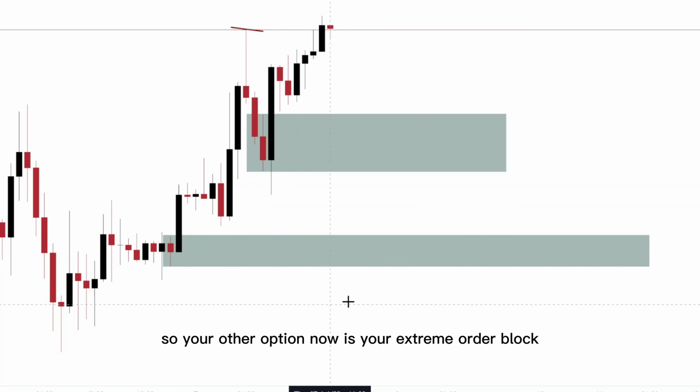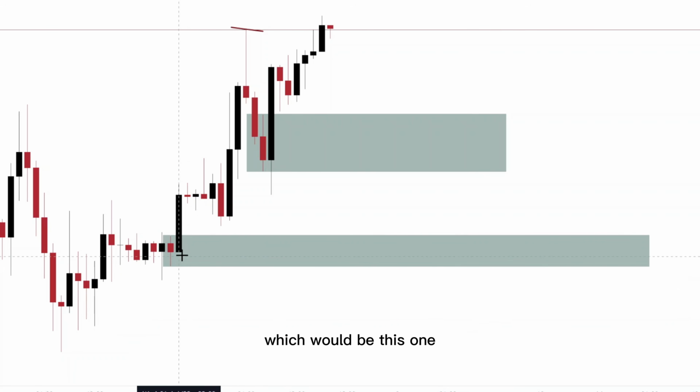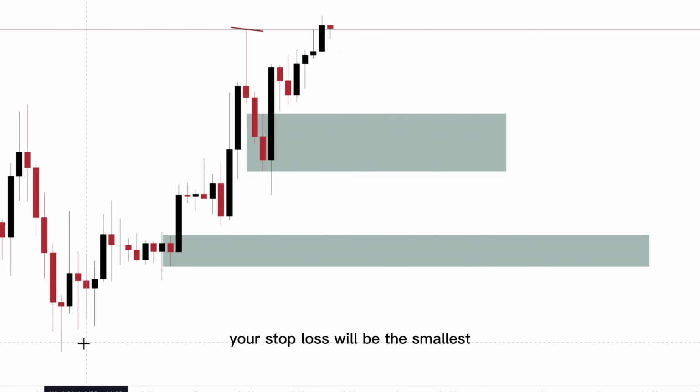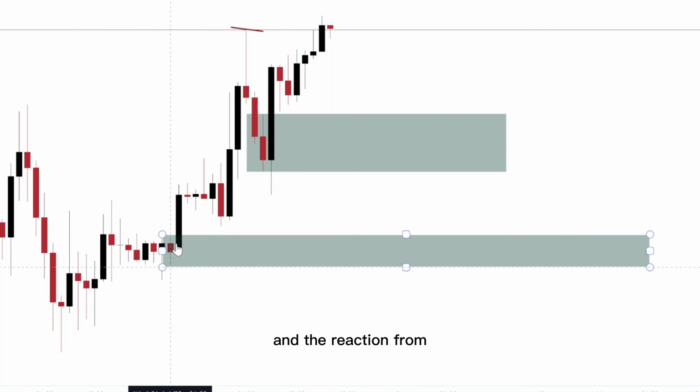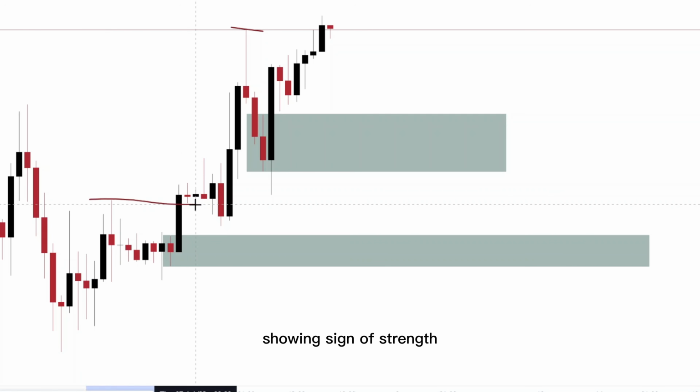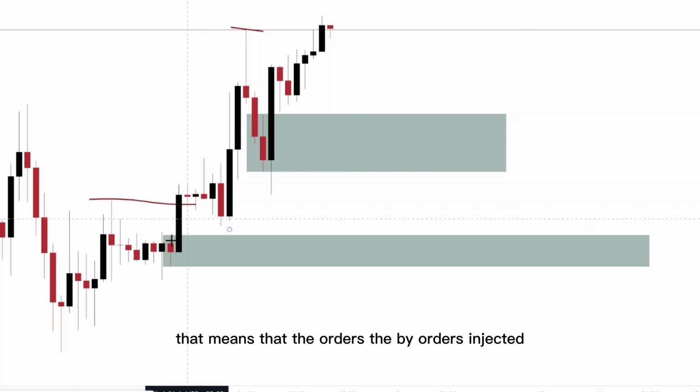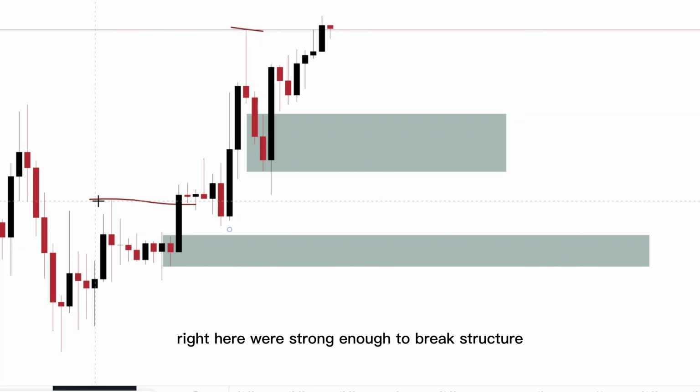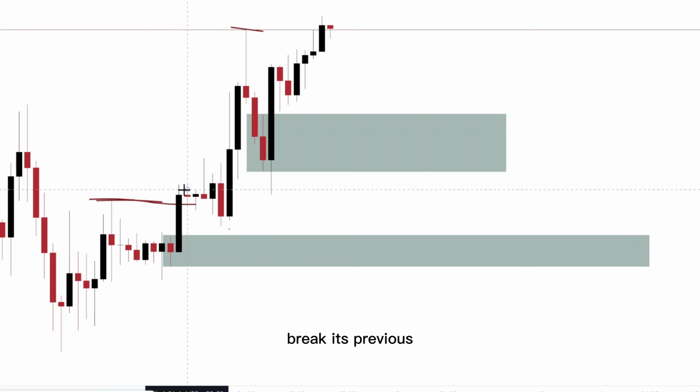So your other option now is your extreme order block, which would be this one. It will be the safest. Your stop loss will be the smallest, and the reaction from this extreme order block broke structure, showing sign of strength. That means the buy orders injected right here were strong enough to break structure, break its previous swing high.